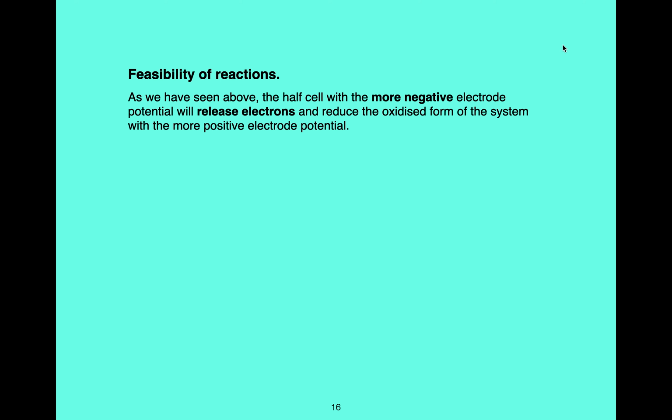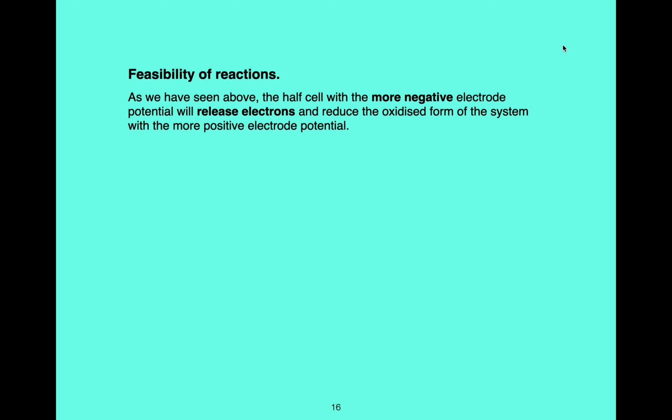Let's get this clear. The more negative electrode potential. So we've got two half equations, so we've got a system. The more negative of the two half equations will release electrons. If it releases electrons, if it loses electrons, then it is oxidized, and it will reduce the oxidized form of the system with the more positive electrode potential.